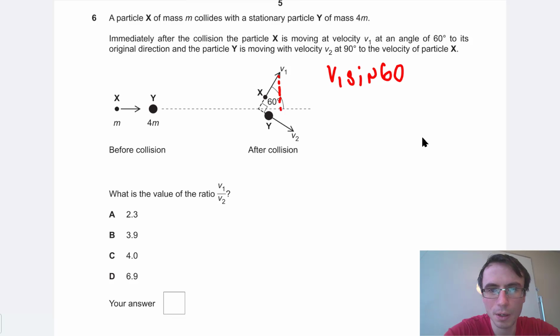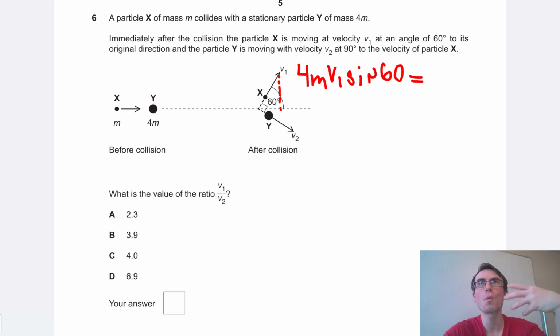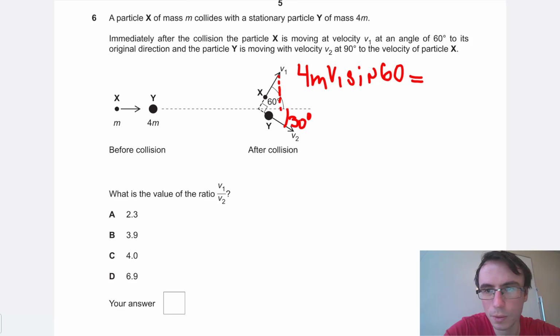X has a mass of 4m, and that has to be equal to the total y component in the y direction for particle Y. So this angle here is 90 degrees, this one is 60, so this one here has got to be 30, shouldn't it? So this here will be m sine of 30. Okay, we can cancel out the m's, and we also forgot to multiply this by v2.